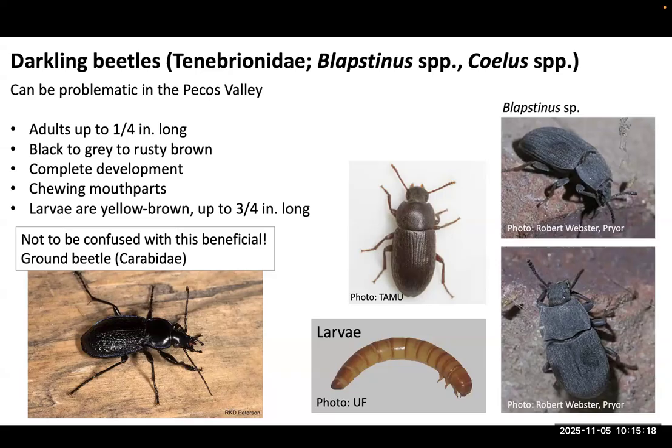And it is important to note that there is a beneficial ground beetle that will eat these guys that looks superficially similar to them, these carabids, but these ones aren't going to be feeding on the plants, right? They're going to be found searching for prey.